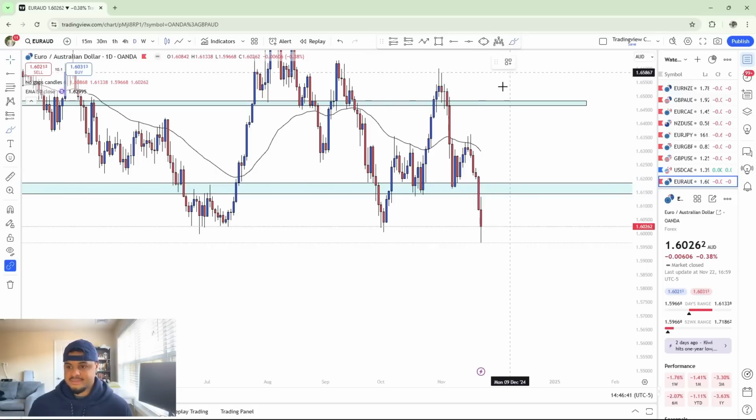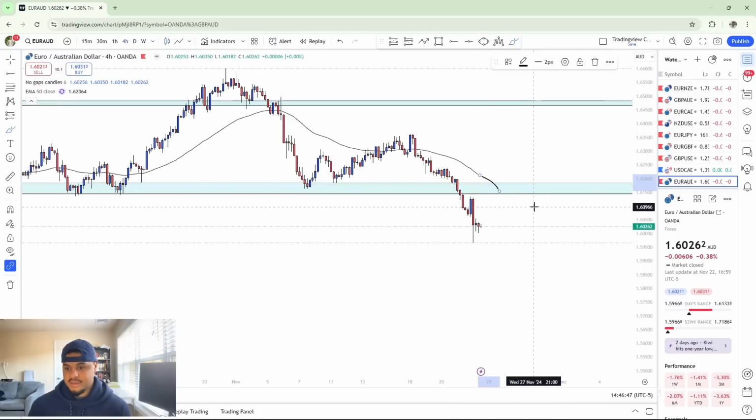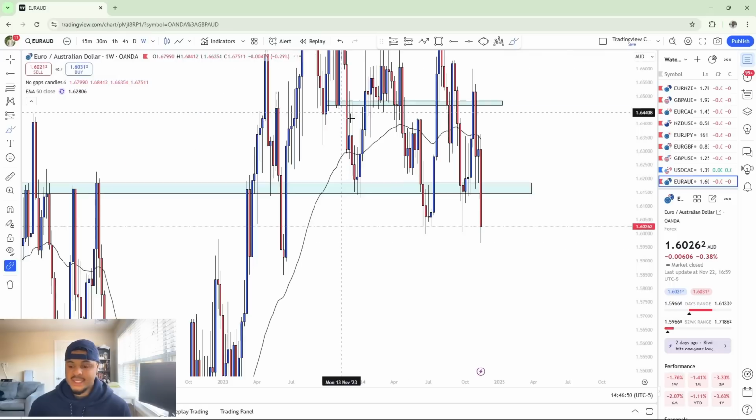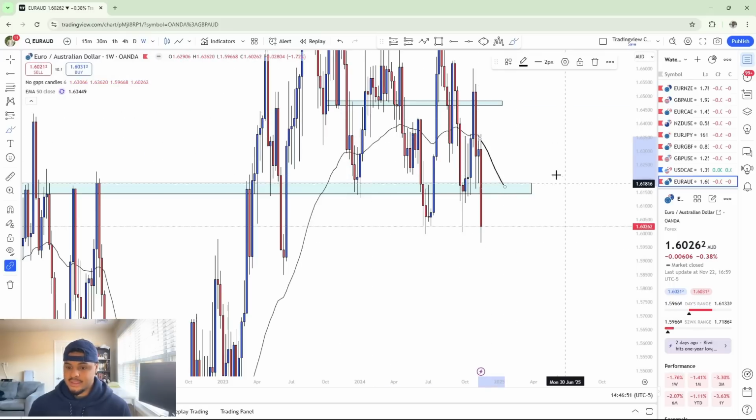Not only that, you see what's lurking above, EMA. On the 4 hour as well, EMA. On the weekly as well, EMA. Even though we're bullish.